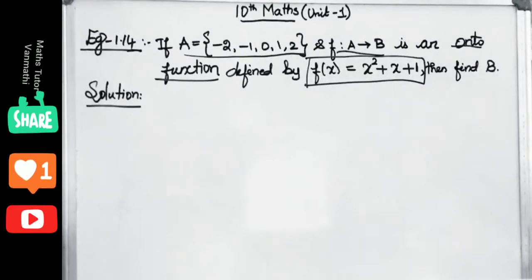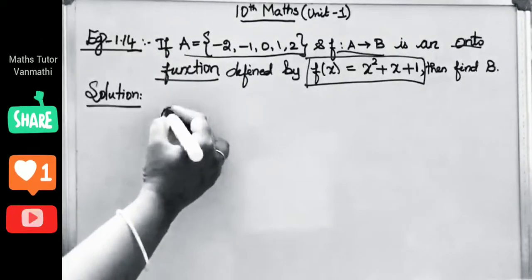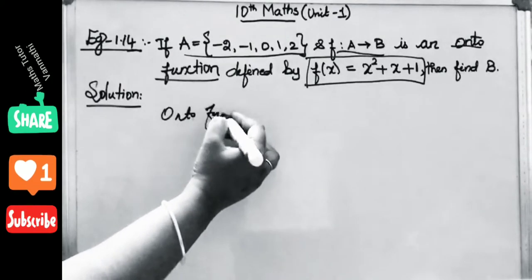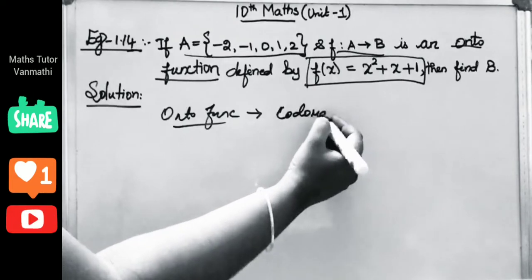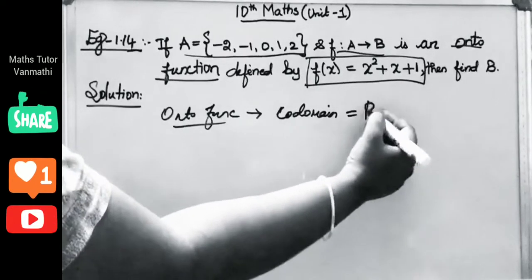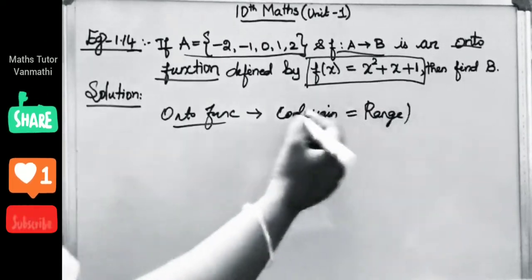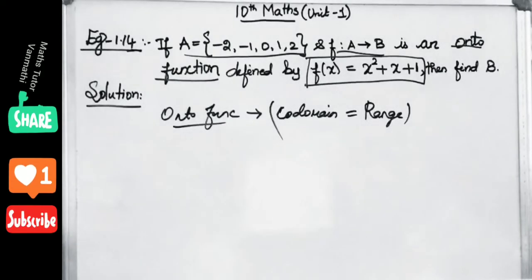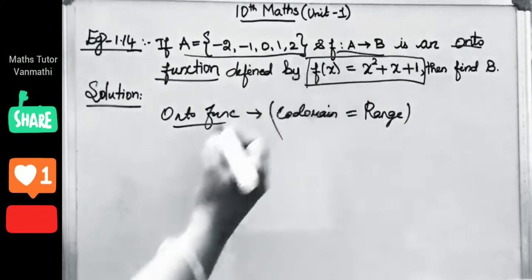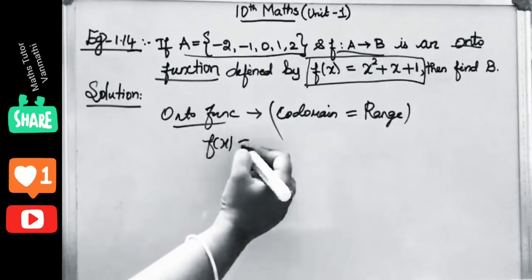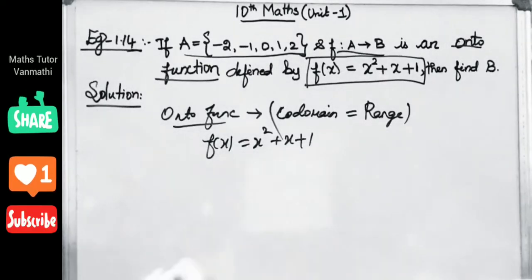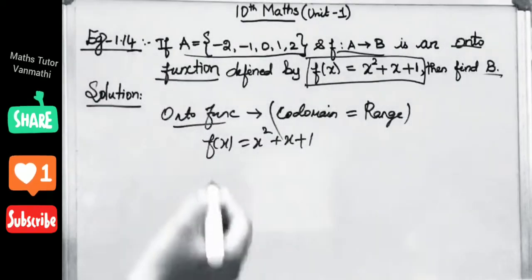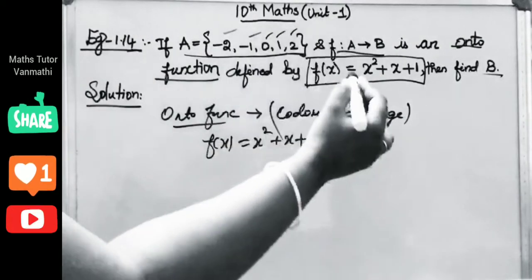For an onto function, what is the condition? Onto function: codomain is equal to your range. This is your onto function. For this, they have given f of x equal to x square plus x plus 1. We are going to find the values of B by substituting these 5 values in this x.